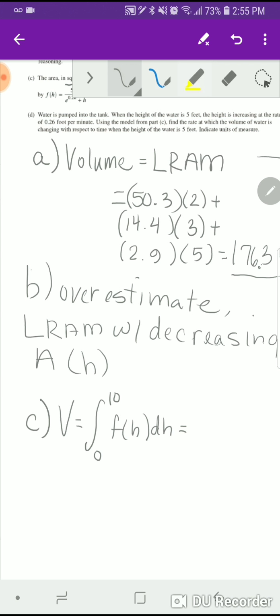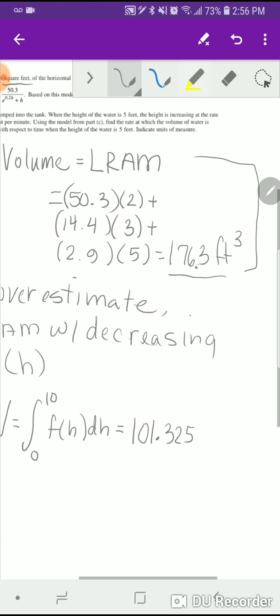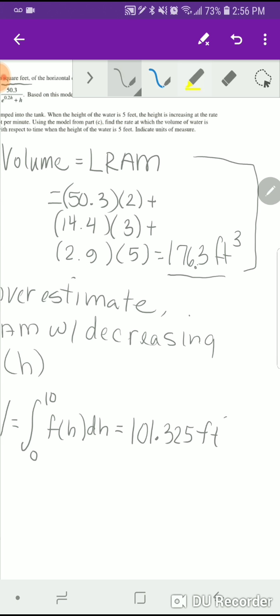Math 9 will open up an integration application, and you just type in, you don't have to write it here to get full credit. You just type in 50.3 over e raised to the 0.2h plus h. You could use x's there and then type in dx into that part of the calculator, and it will yield the answer, which is 101.325 cubic feet. That's worth 2 points of the 9 of this free response question.